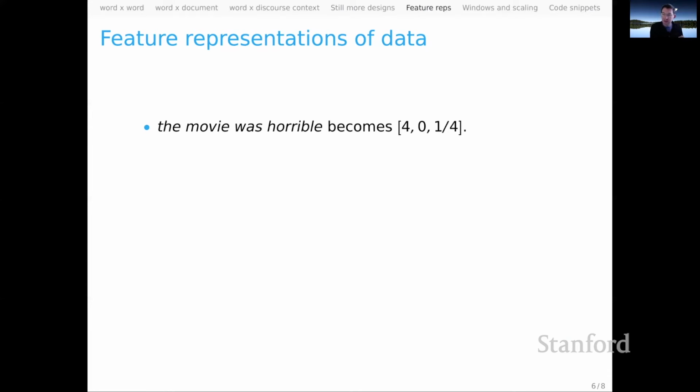Even though they feel very different from the distributional hypotheses that we've been pursuing, in fact, they also represent individual data points as vectors. So for example, given text like "the movie was horrible," I might reduce that with my feature functions to a vector that looks like this. And I might know as a human that 4 captures the number of words, 0 captures the number of proper names, and 1/4 captures the percentage of negative words according to some sentiment lexicon. That's a human level understanding of this.